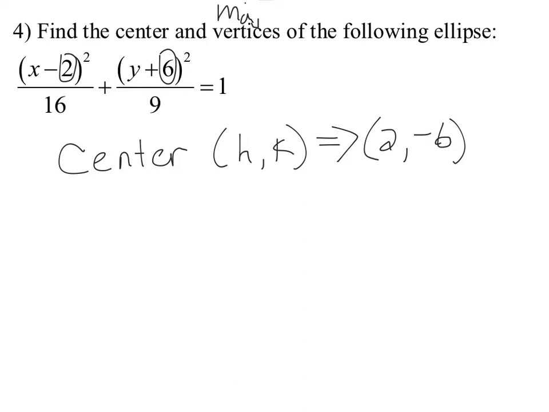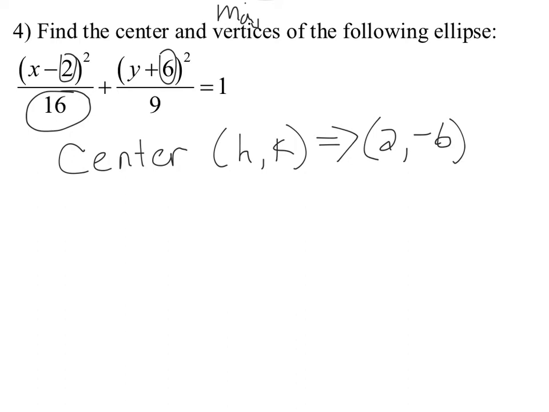Well, the major vertices for an ellipse come from the bigger of the two denominators, because that's which way the ellipse is being stretched. It's being stretched more along the horizontal than along the vertical. So since it's being stretched more along the horizontal, it's the x value that's going to change. The y value is not going to change because we're looking for the major vertices, not the minor vertices. So only one of these is going to change. Only this x value is going to change.